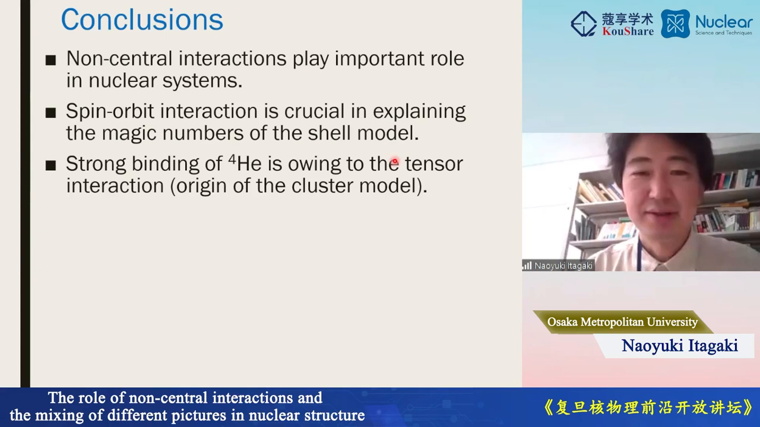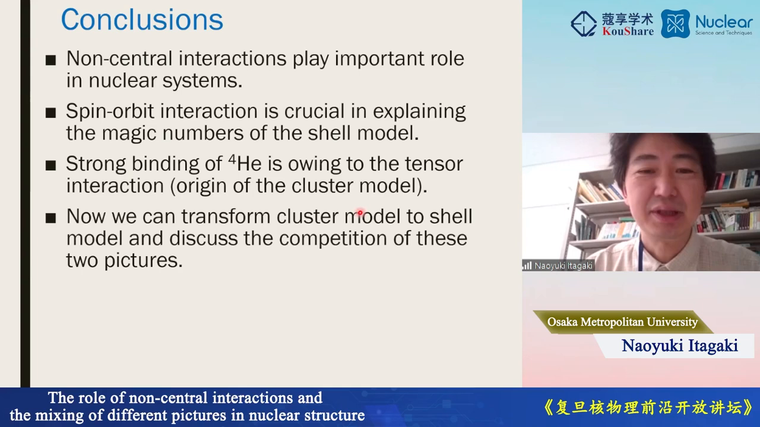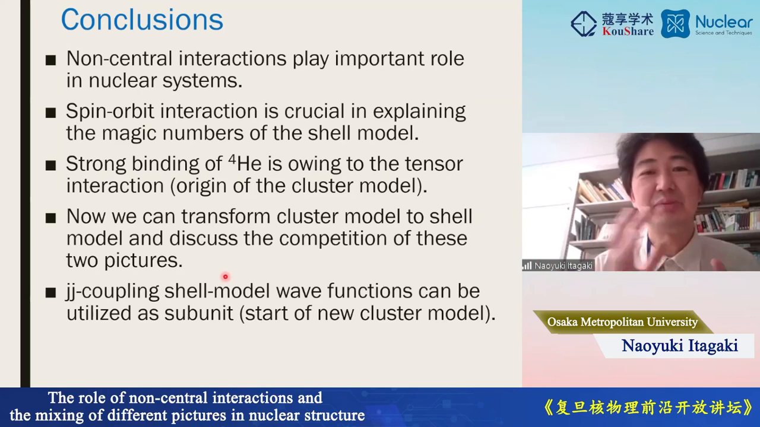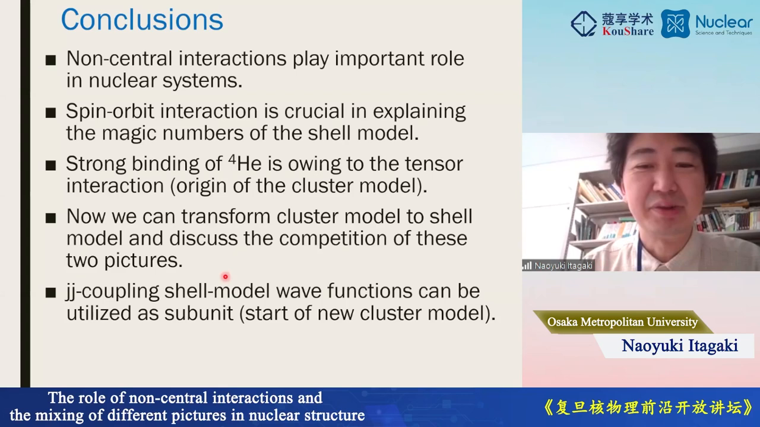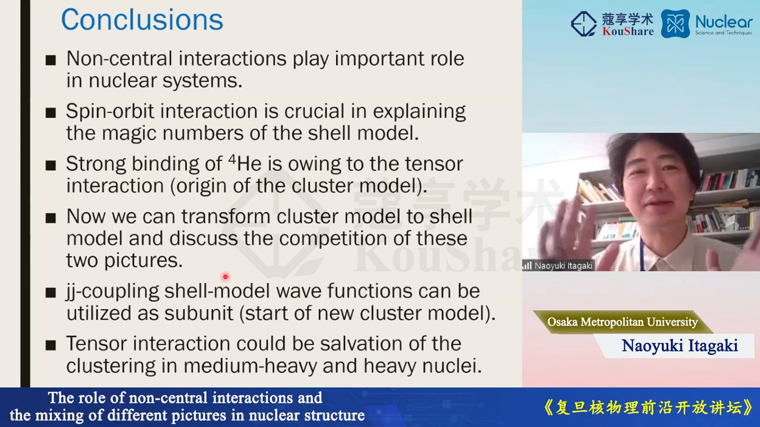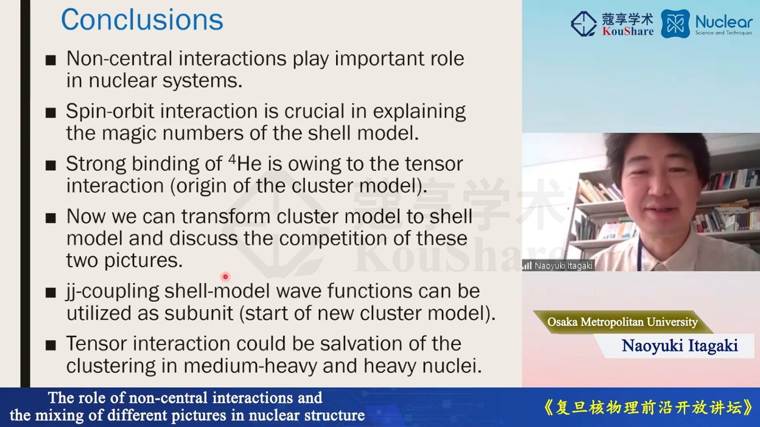And this is the origin of the cluster model. But in the traditional cluster model, these non-central interactions cannot be treated. But now we can transform the cluster model to the shell model and discuss the competition of these by our AQCM model. And what I have shown is that we can start a new cluster model, where the jj-coupling shell model wave function can be a cluster. So we can prepare plural jj-coupling shell model wave functions, and they can be new clusters. And the tensor interaction could be the salvation of clustering in medium heavy nuclei. And clustering is not limited to very light nuclei, but it exists also in medium heavy or heavy nuclei.